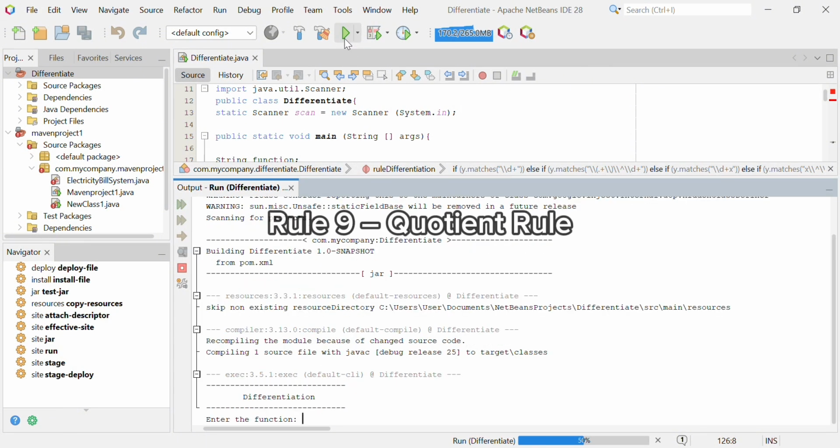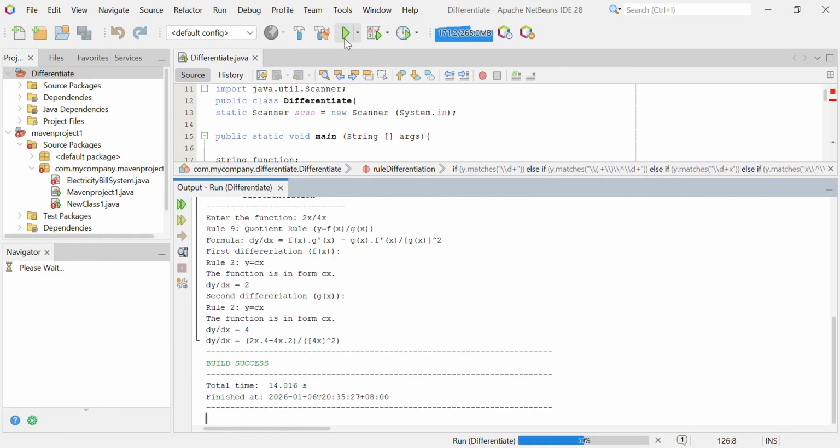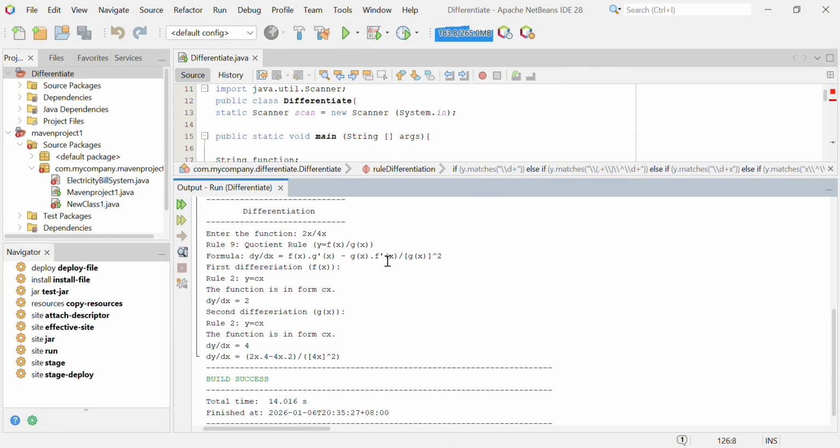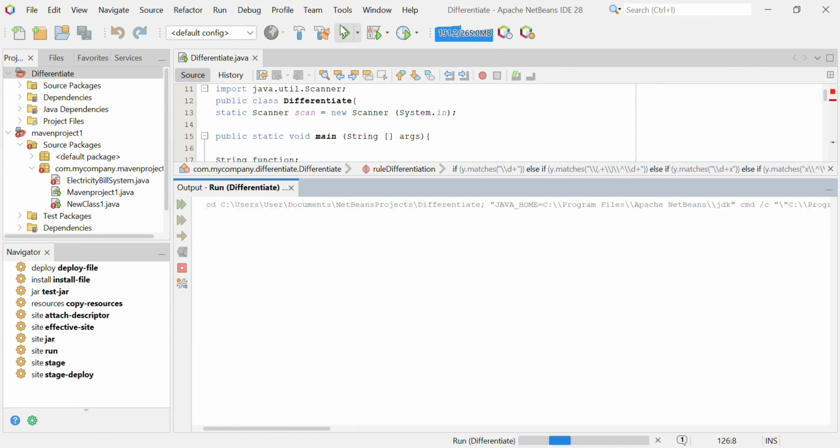Rule 9. Quotient rule. For the input 2x divided by 4x, the program recognizes the division operation. The numerator and denominator are differentiated separately, and the quotient rule formula is applied. The program outputs the derivative without simplifying the expression.